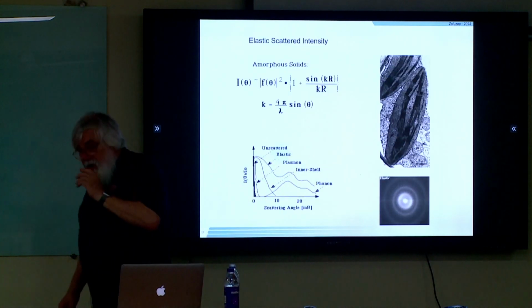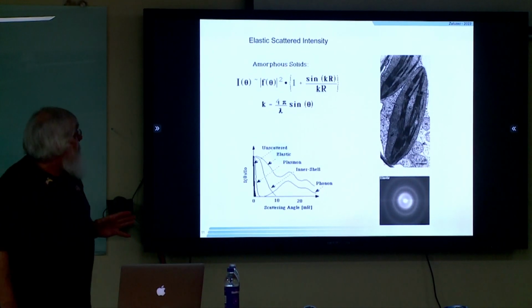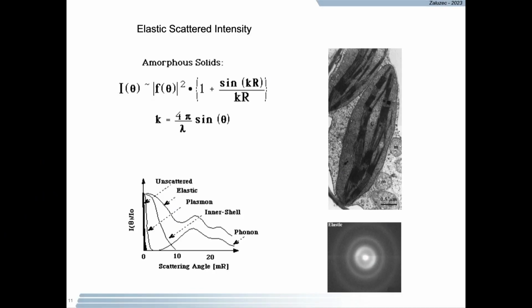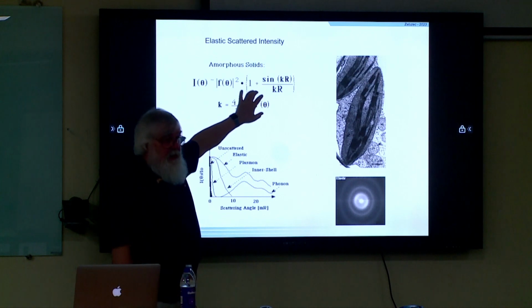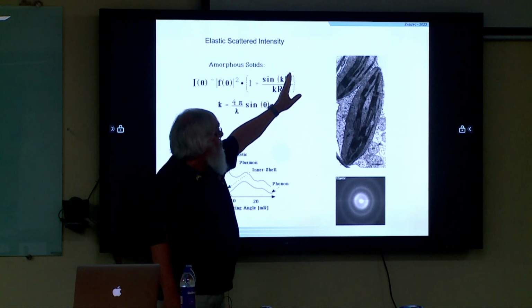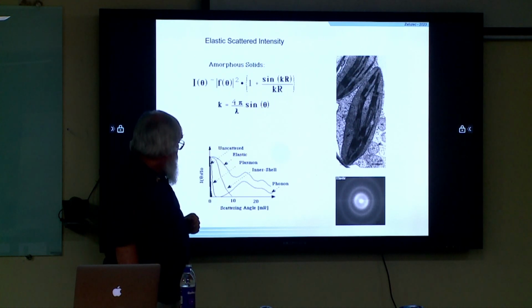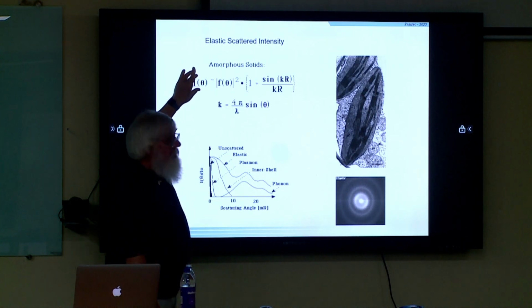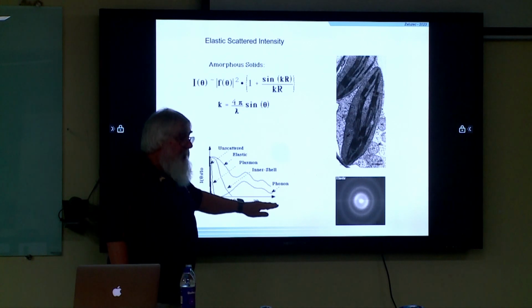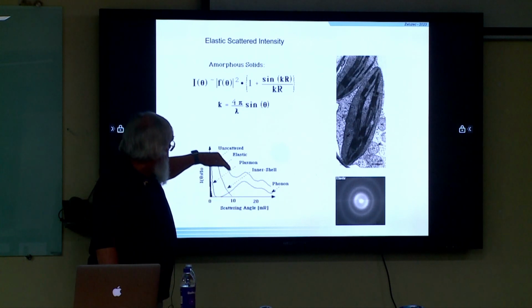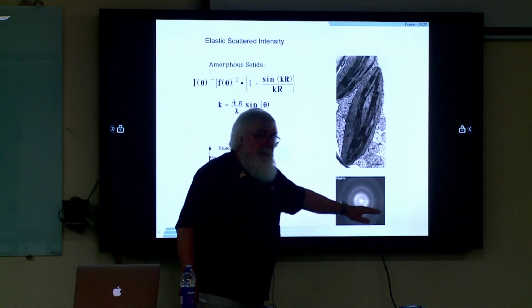So let's first look at elastic scattering in an amorphous solid. We talked about this equation yesterday for diffraction, okay? And we said that we've got the atomic structure factor times some sort of periodicity, which is related to the nearest neighbor distances in the material, okay? So when we plot this function out, we get a function that looks something like this. We've got intensity versus scattering angle, and in an amorphous solid, we have this periodic undulation, okay?